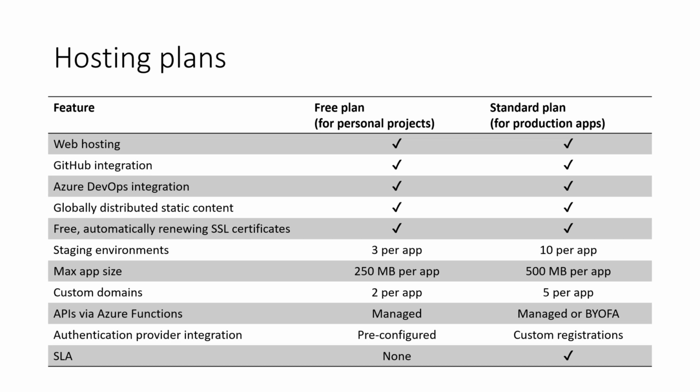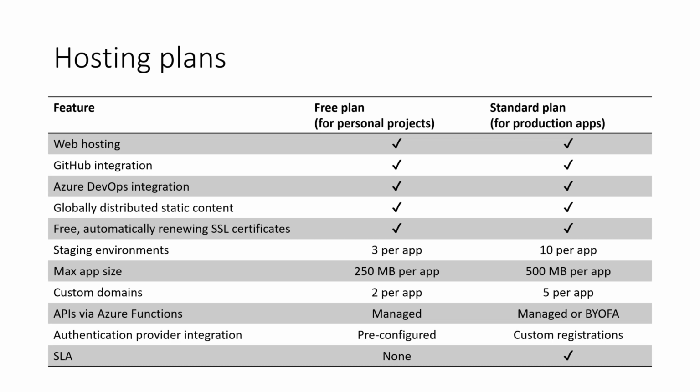No more running Azure Functions to the side to talk to Let's Encrypt, or no more reminders in your calendar to go to Let's Encrypt every, let's say, 30 or 60 days to renew. It does that all automatically for you. You get a max app size of 250 megabytes. Again, it's a static web app, so that's kind of big. You get 2 custom domains per app. It works by default with managed Azure Functions, and the authentication provider integrations are those that are pre-configured.